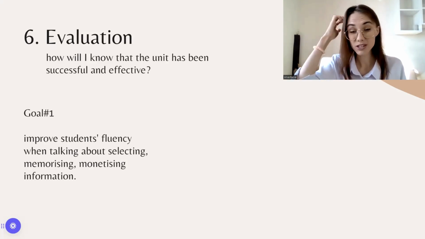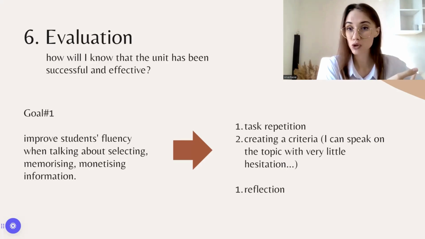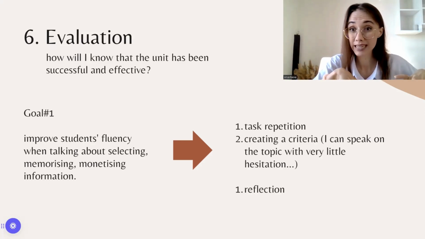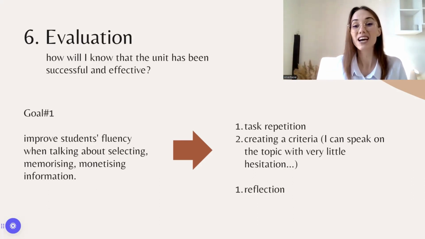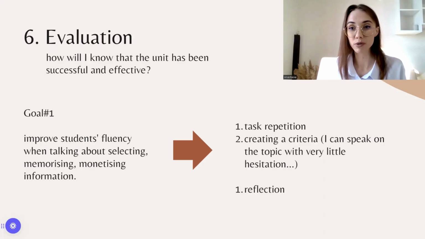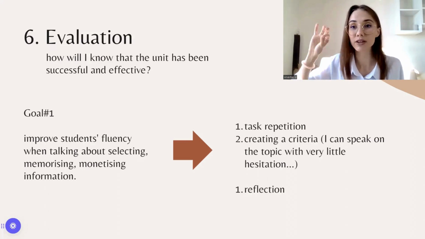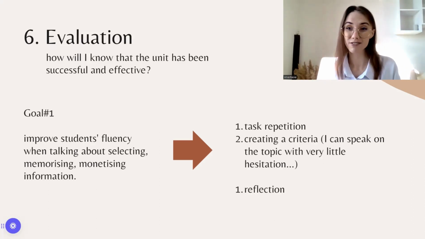Okay, so here's my thinking. I can ask my students to repeat the task. Let's say I ask them to do something at the beginning, and the same task at the end, and see if their performance has improved based on the knowledge that we have acquired. And preferably we want to see this improvement. Or we can create criteria together with students. Let's say a checklist, like I can speak on the topic with very little hesitation, I can use a range of vocabulary, and so on. So we can create this list and then assess ourselves. And this will be a form of objective evaluation.